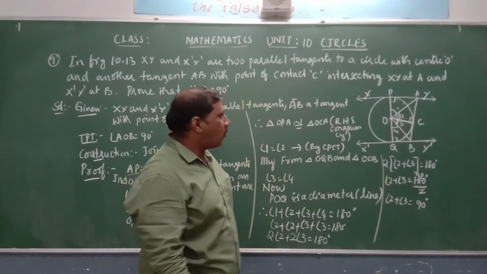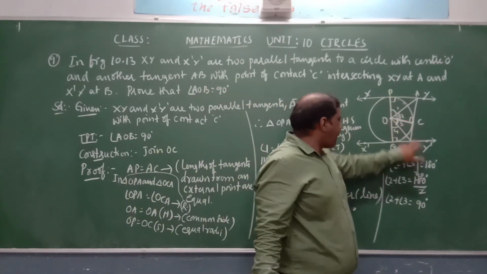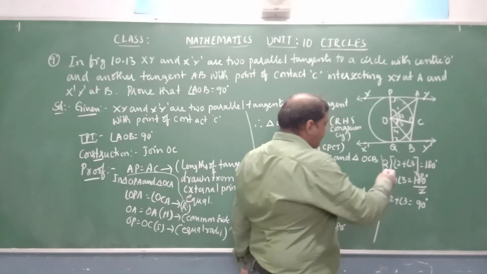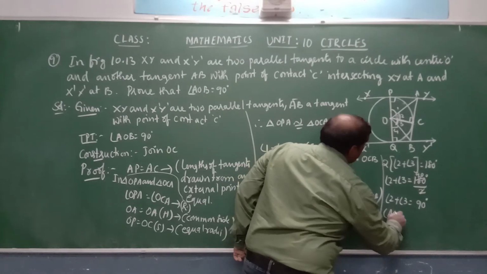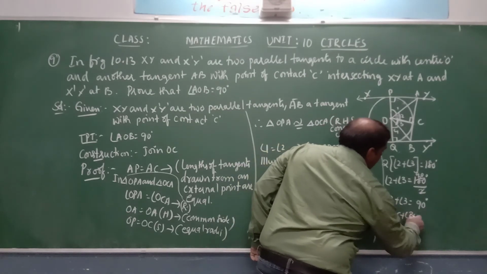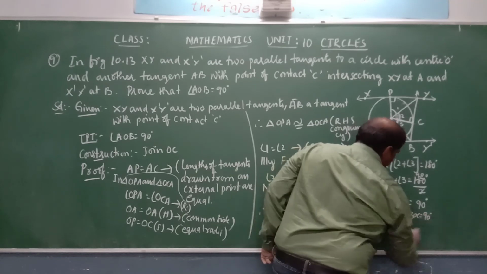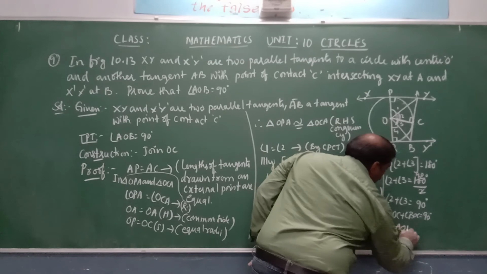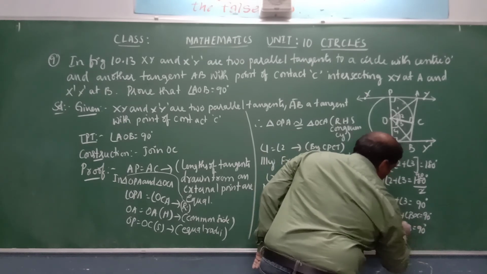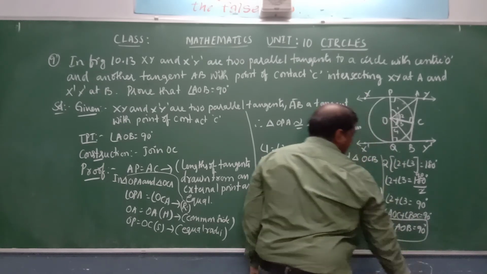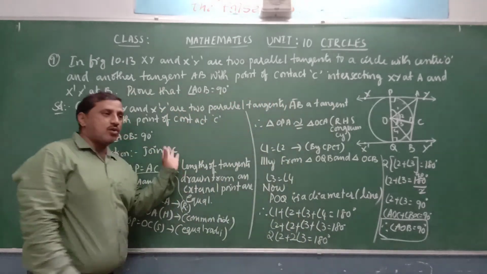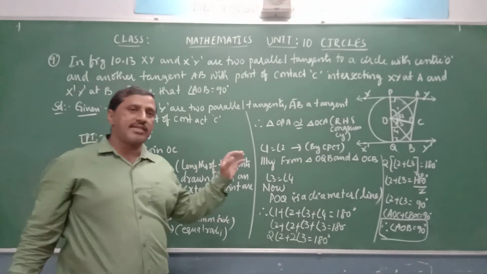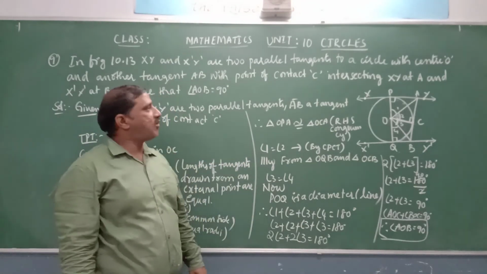What is angle 2? It is angle AOC, and angle 3 is angle BOC. By adding these two, angle AOC plus angle BOC, which is equal to 90 degrees. Therefore, angle AOC plus angle BOC is angle AOB, which is equal to 90 degrees. Hence, it is true. So we can do this by using the concept of SSS congruency or RHS congruency to prove this.